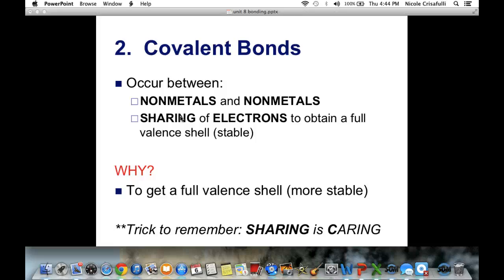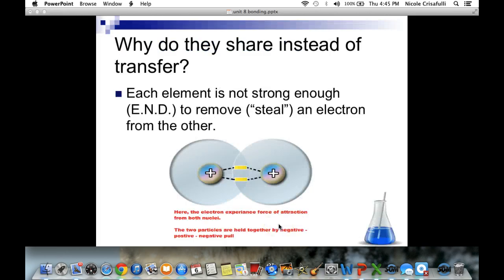So instead of the one element being strong enough to rip the electron away from the other, they just share their electrons. Now, this is an easy trick to remember the difference between covalent and ionic. Remember the trick. Sharing is caring. Covalent begins with a C. Covalent atoms share their electrons. So why do they share instead of transfer? Each element does not have a strong enough electronegativity difference to remove or steal an electron from the other. So what they end up doing is they just share between the two nuclei those electrons so that they can become stable.